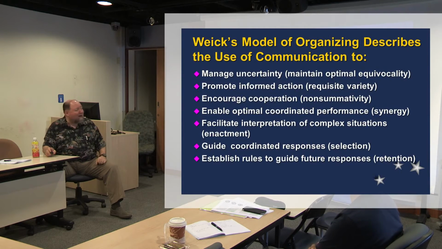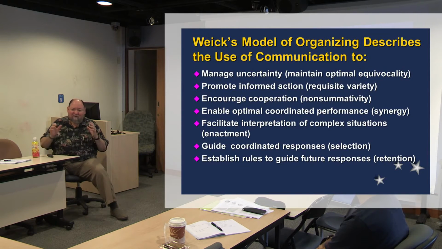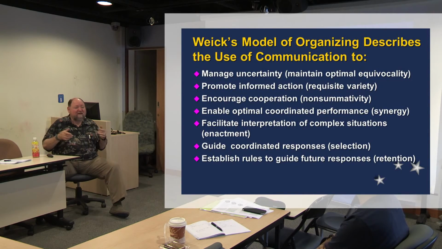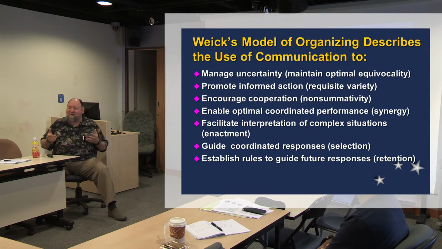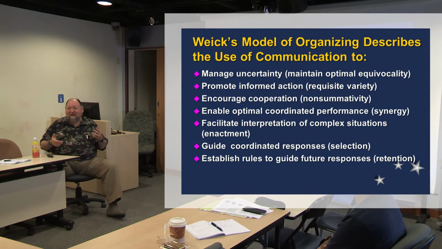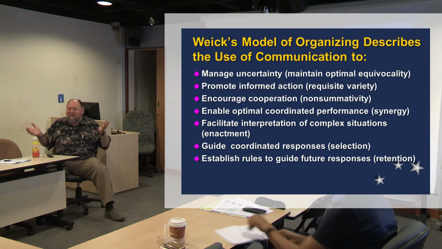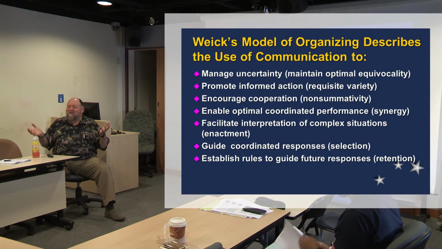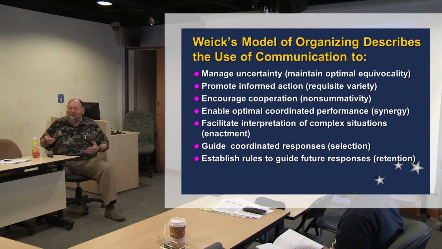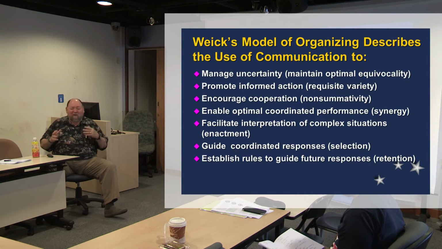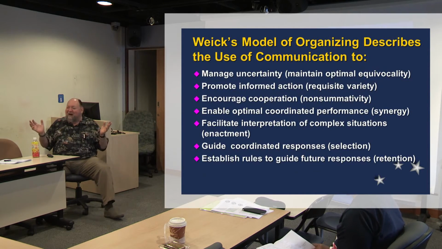Another model that I use a lot is Weick's model of organizing. It describes the use of communication to manage uncertainty within social networks. Basically, it says that we try to maintain an optimal level of understanding so that we can handle situations. We want a little uncertainty in our lives because it makes life interesting and exciting. If we knew everything and knew what to do, life would be boring. So we want a little drama, but we don't want so much drama that we're totally confused and baffled.